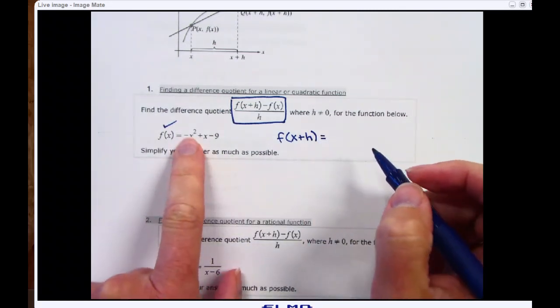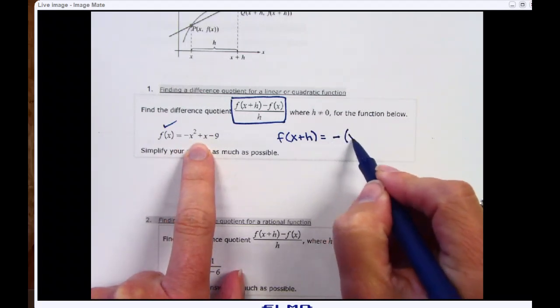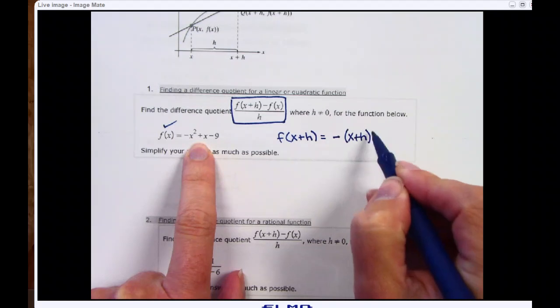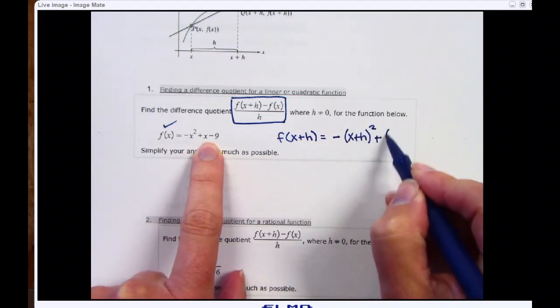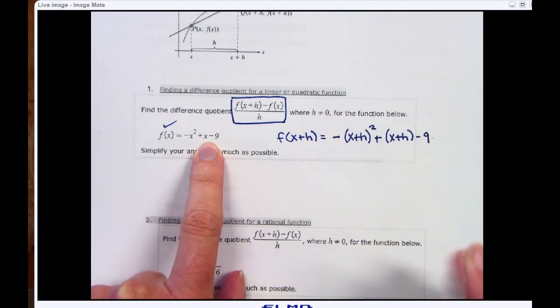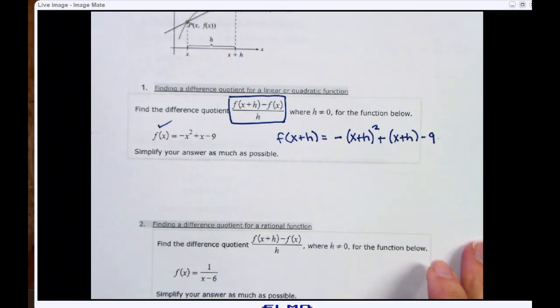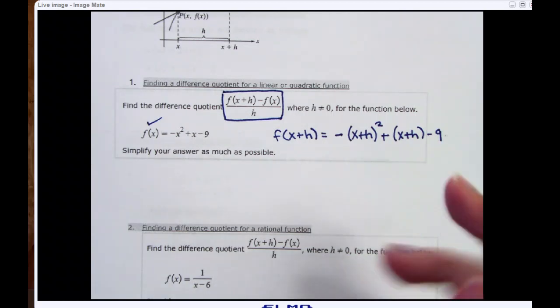So here's my function. I'm going to have negative x plus h squared plus, there's another x, so I'm going to have an x plus h minus 9. Any questions with how I set that up? All we did was substitute it in, right? And now let's clean it up.